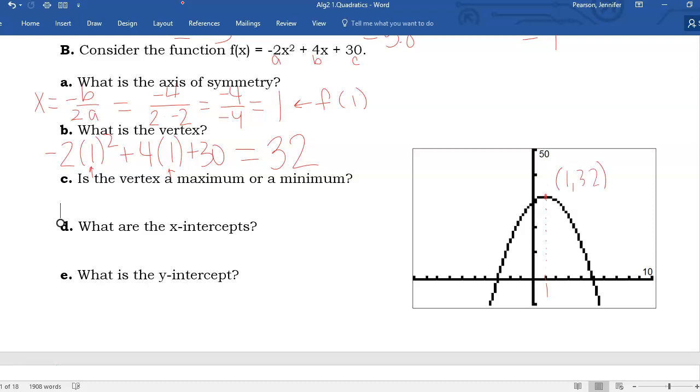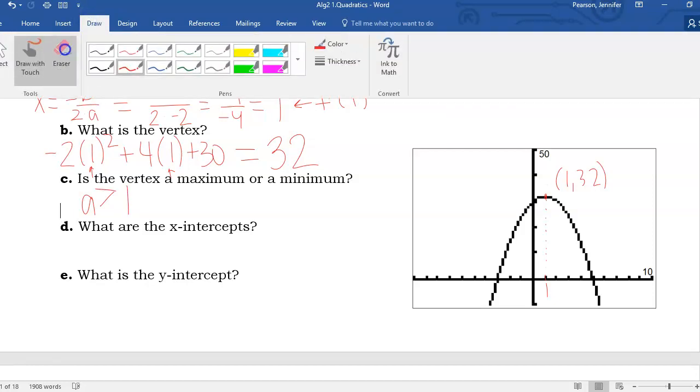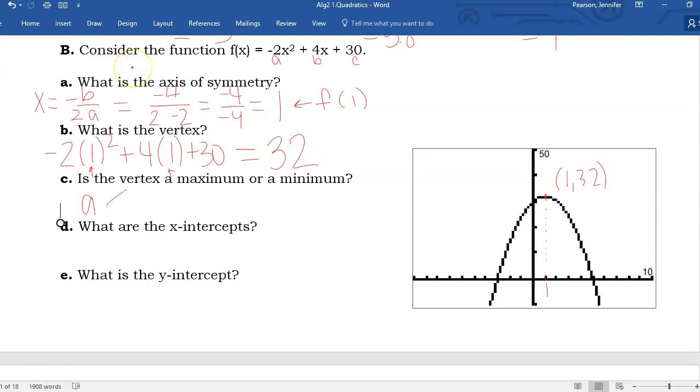Okay, so is this a maximum or a minimum? We know that a is less than, greater than 1, right? Less than. We know that a is less than 1, because it is a negative 2. We can see looking at the picture too that this is a maximum point because everything is lower than that.